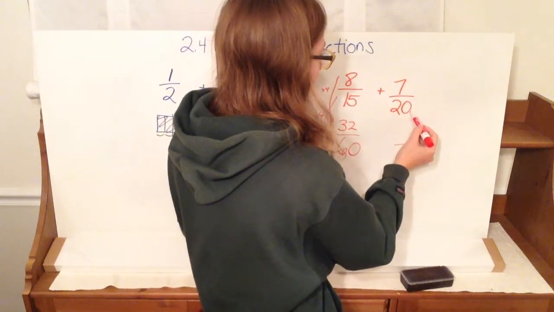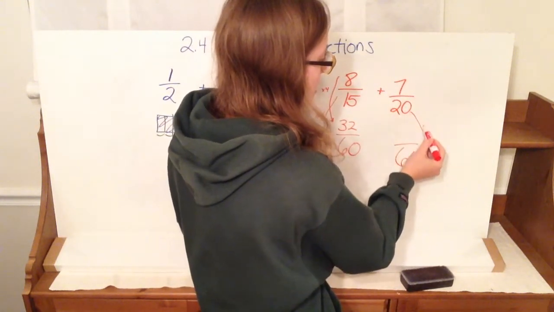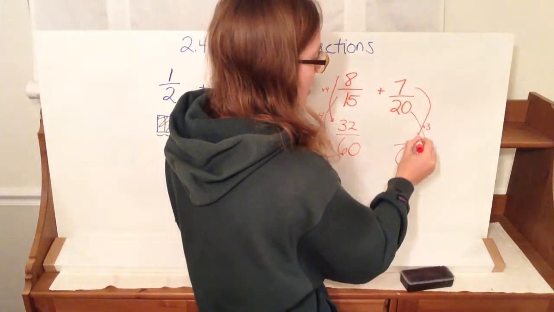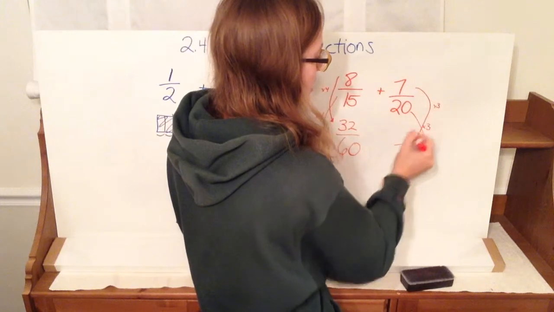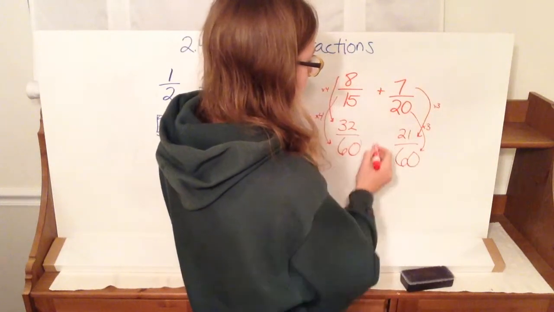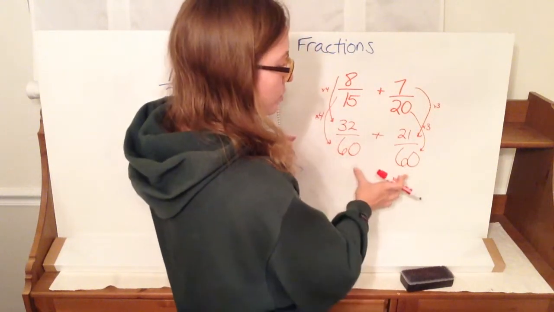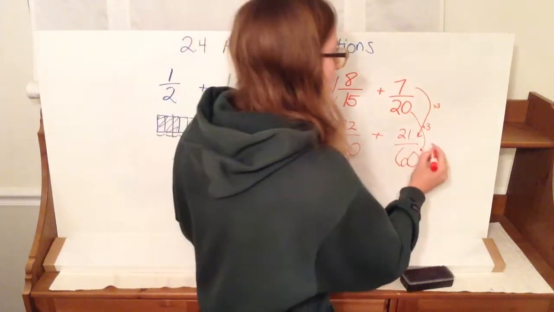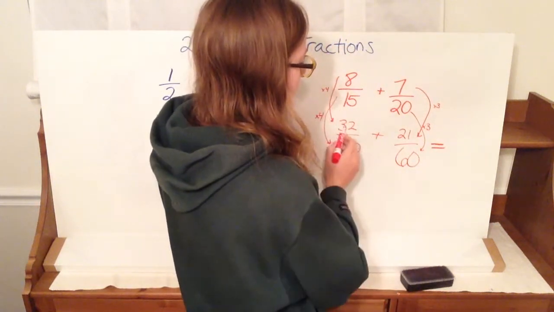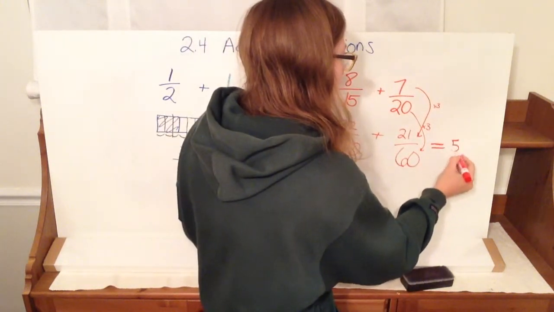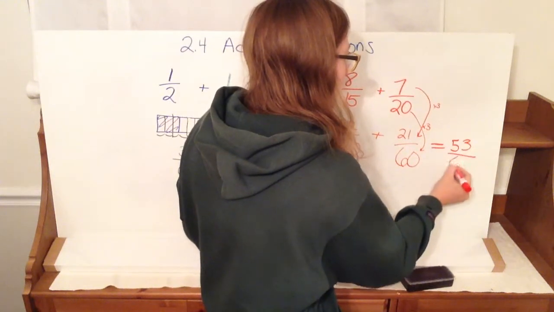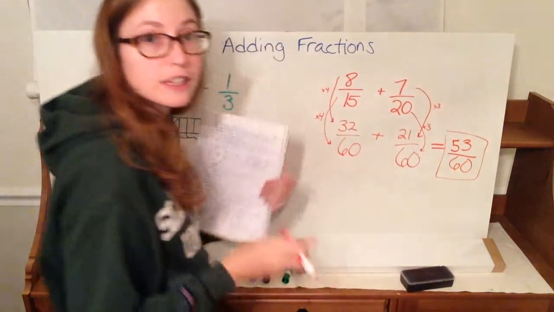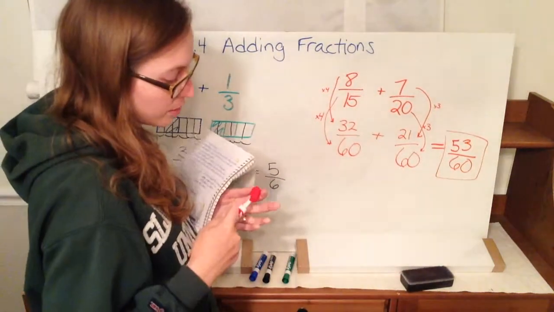We're going to do the same thing here. Hopefully you can see that 20 goes into 60 3 times. So we're going to do the same thing with the top. 7 times 3 is 21. And so now we have a new set of fractions that we're adding together, 32 plus 21 over 60. And that becomes 53 over 60. That does not reduce. If it did, we would need to reduce it and put it into the lowest form.